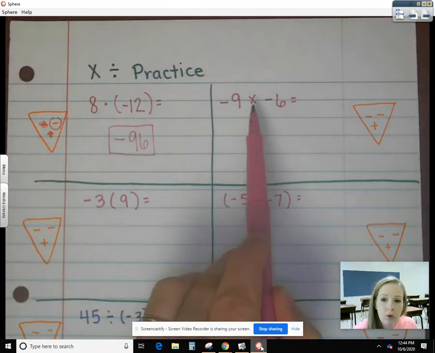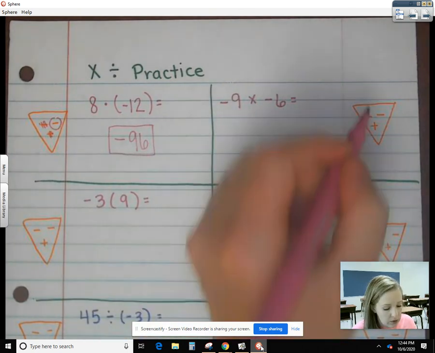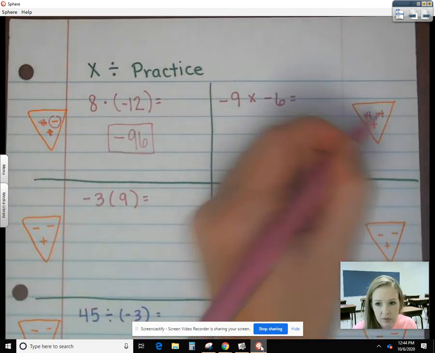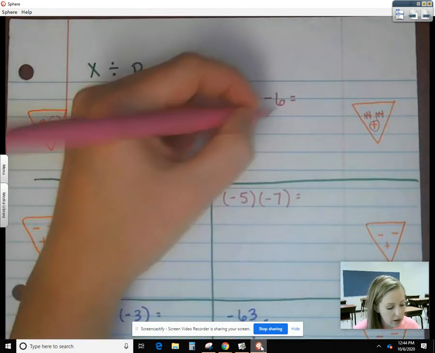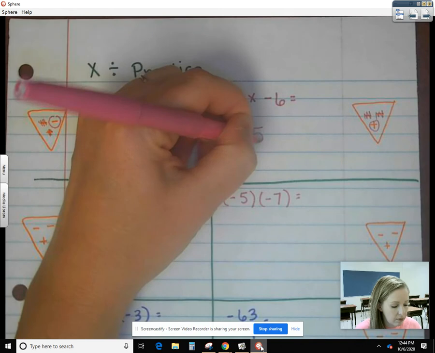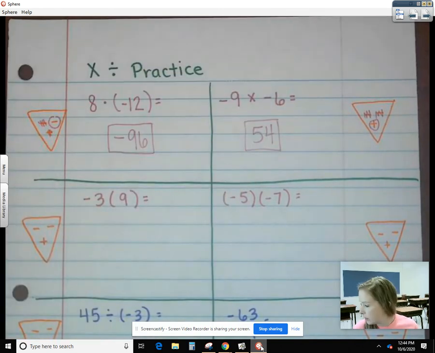Over here we have our normal multiplication symbol, negative 9 times negative 6. So in this one, we've got two negatives. So I cross out the two negatives. That leaves me with a positive. So we know our answer is positive, and 9 times 6 is 54. So our answer is positive 54.